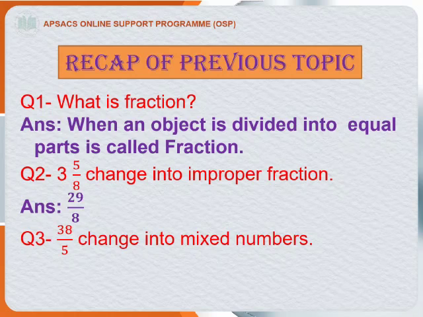Question number 3. 38 out of 5, change into a mixed number. By dividing we can find the answer. Answer is 7 whole number 3 out of 5. Our quotient will be the whole number. Divisor will be the denominator and remainder will be the numerator.